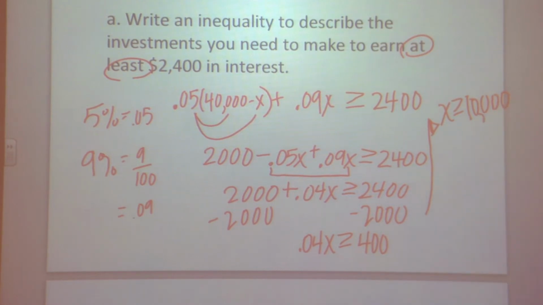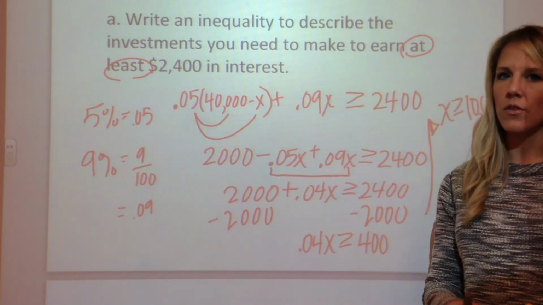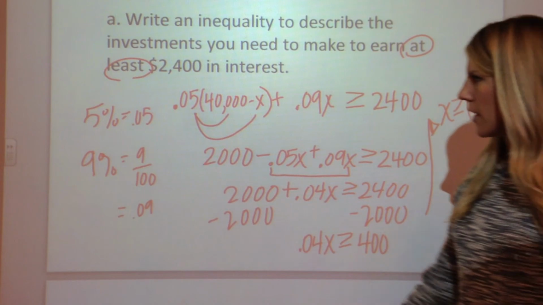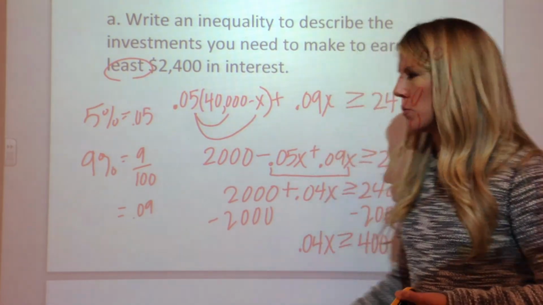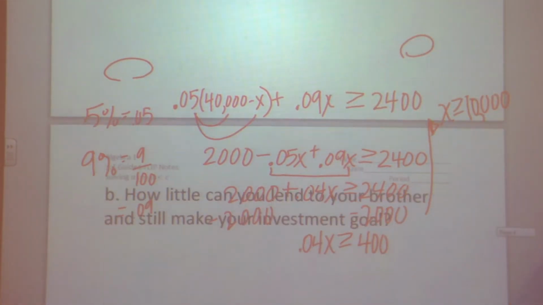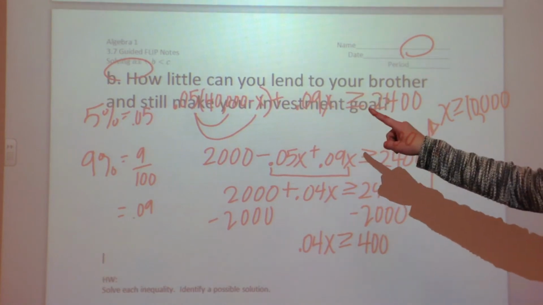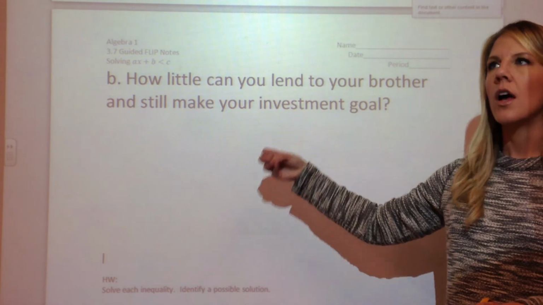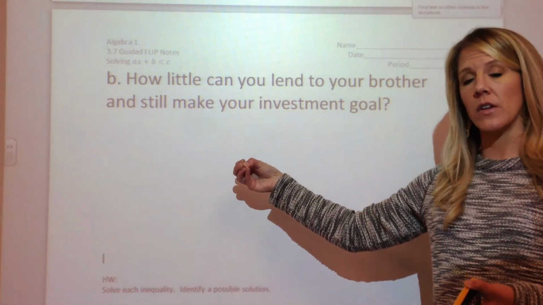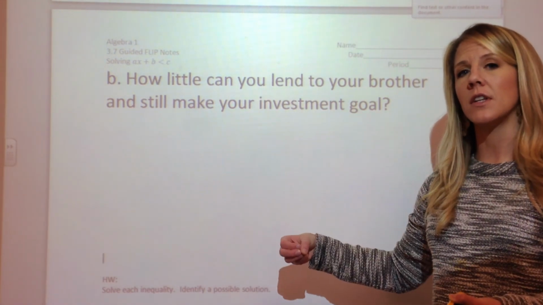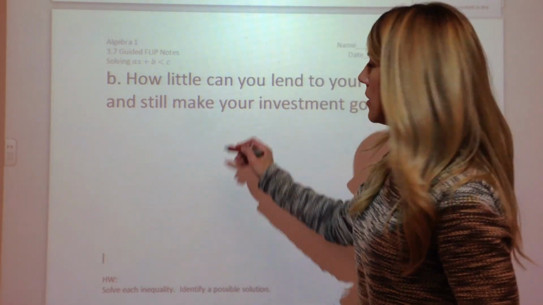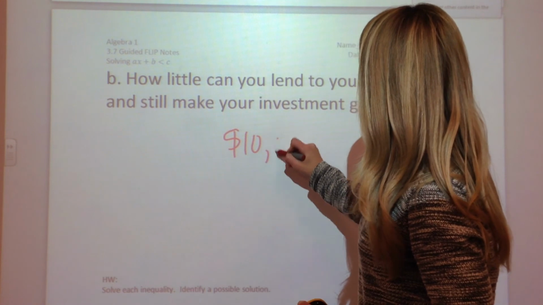So x could be greater than or equal to 10,000. So therefore, if we want to lend our brother the least amount of money because we don't want a huge risk, what would be the amount that we want to lend our brother? So how little can we lend our brother to make our goal? Yes, the solution set was greater than or equal to 10,000, but we want to lend him the least amount to make that goal, so therefore it would need to be just the $10,000.